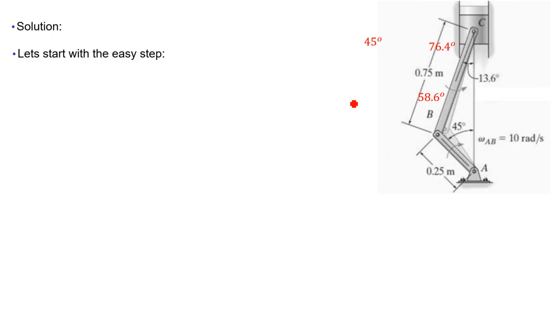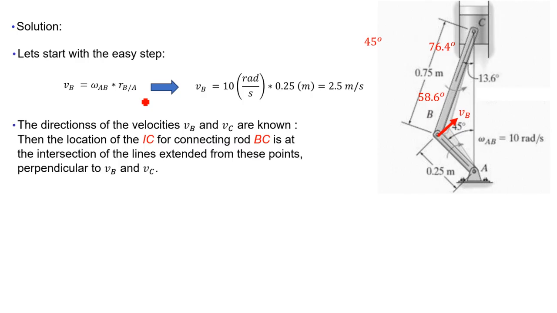First, we're going to start with the easy step by calculating the velocity B, which is going to be equal to the omega AB multiplied by the RAB. And that will give me that the VB is going to be equal to 10 radians per second multiplied by 0.25 meters, and this will give me 2.5 meters per second. That was the easy part. Now the second part is we're going to simply have the direction of velocity VB and the VC are known. So the VC is going to be vertical and the VB is perpendicular to the link AB.